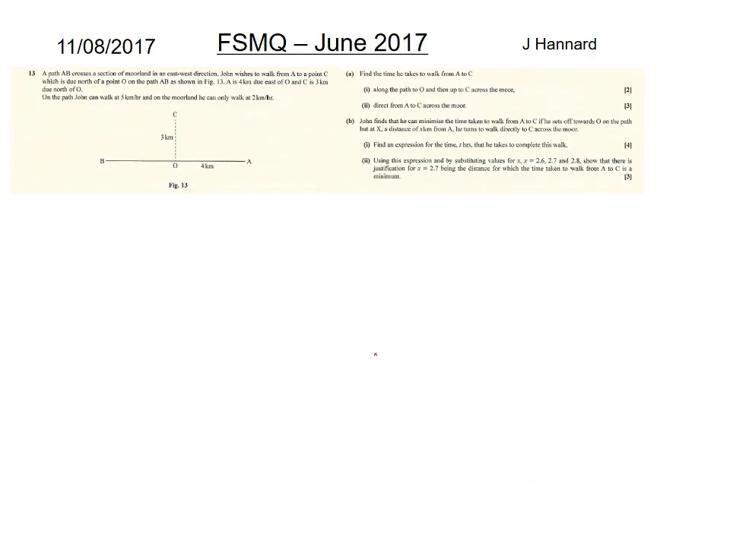Question 13. A path AB crosses a section of moorland in an east-west direction. John wishes to walk from A to point C, which is due north of O, on the path AB. A is 4 kilometers due west and C is 3 kilometers due north. On the path he can walk at 5 kilometers an hour, and on the moorland he can walk at 2.